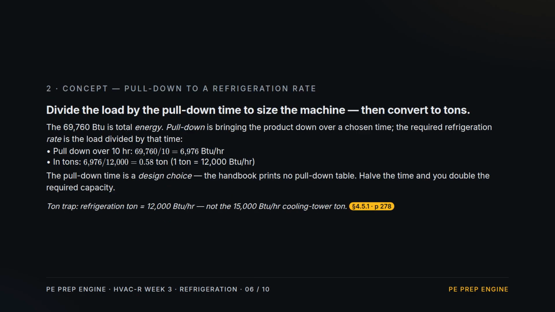Concept 3. Pull down. That 69,000 is total energy. The machine has to remove it over some chosen time. Bring the salmon down over 10 hours, and the required rate is the load divided by 10, about 7,000 BTU per hour, or a little over half a ton. The pull-down time is a design choice, not a handbook value. Cut it in half, and you double the capacity you need. And remember, a refrigeration ton is 12,000, not the 15,000 cooling tower ton.